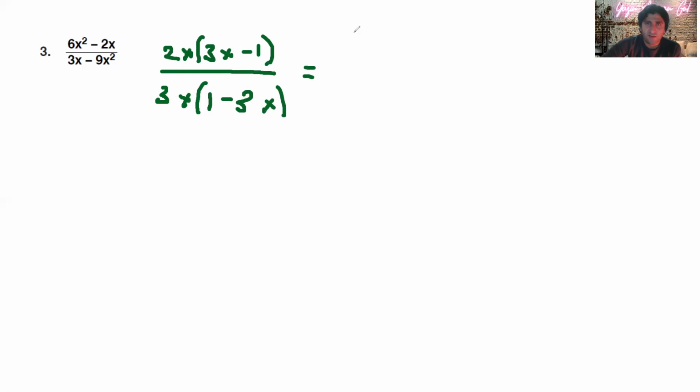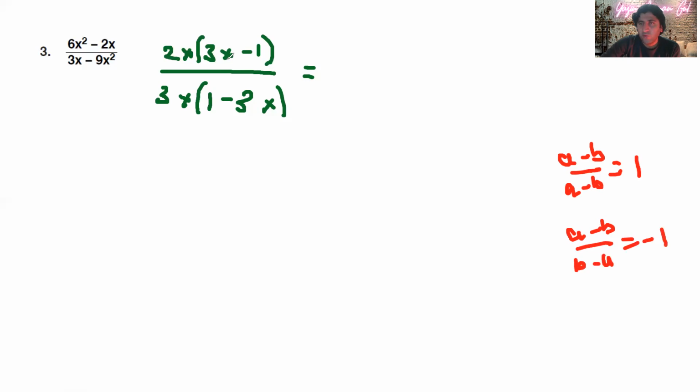I'm just going to cancel it because I do know that from the previous example. I'm just quickly going to remind you that we said, for example, a minus b divided by a minus b equals 1. Then we did say that a minus b divided by b minus a equals negative 1. So for this to cancel right out, it was supposed to be 3x minus 1 divided by 3x minus 1, then we will be able to cancel it out.